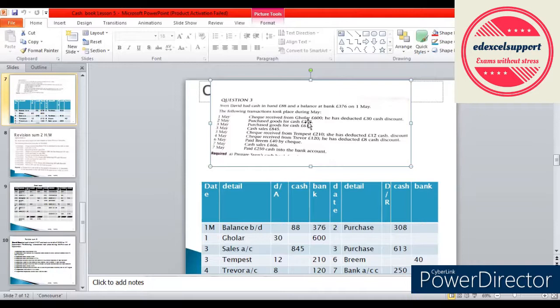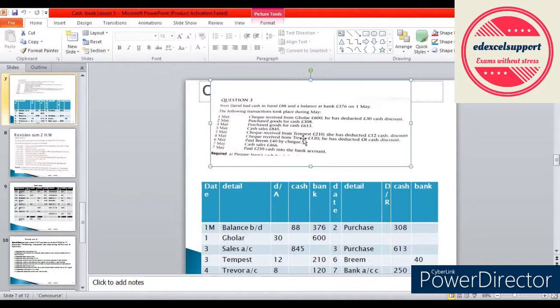Purchase goods for cash 308. So purchase account debit and the cash account credit. So you can see cash side is credit, 308, right? The other account, purchase account. There's another purchase, purchase goods for cash 613. So cash will be credited 613. We'll write purchase account here. Cash sales. So cash account will be debited 845, write the sales account.